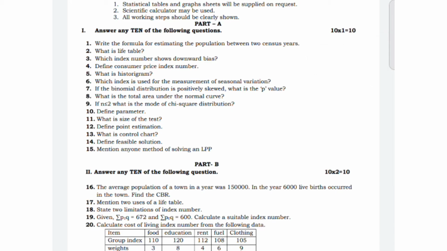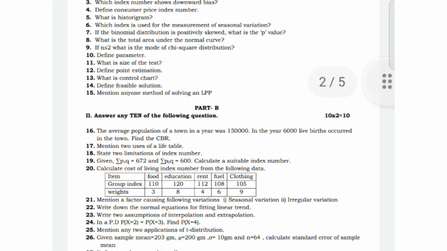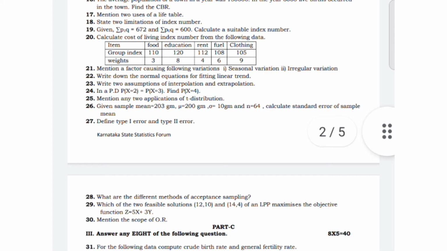Here in this video I want to discuss with you how to calculate vital statistics problems, 5 marks and 10 marks problems. Many of you messaged asking me to show an example of vital statistics and index numbers.